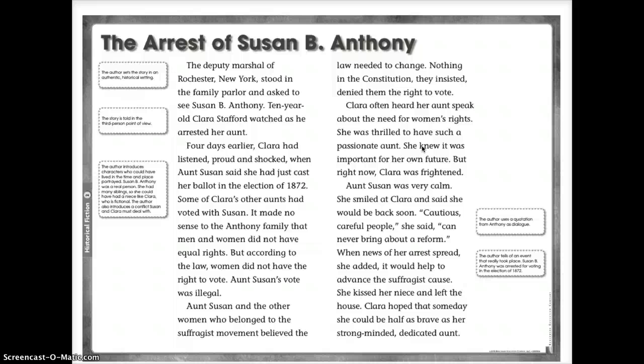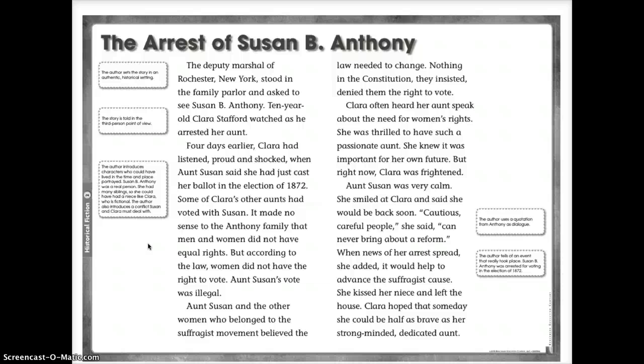So here we go. The arrest of Susan B. Anthony. The deputy marshal of Rochester, New York, stood in the family parlor and asked to see Susan B. Anthony. 10-year-old Clara Stafford watched as he arrested her aunt. 4 days earlier, Clara had listened, proud and shocked, when Aunt Susan said she had just cast her ballot in the election of 1872. Some of Clara's other aunts had voted with Susan. It made no sense to the Anthony family that men and women did not have equal rights, but according to the law, women did not have the right to vote. Aunt Susan's vote was illegal.